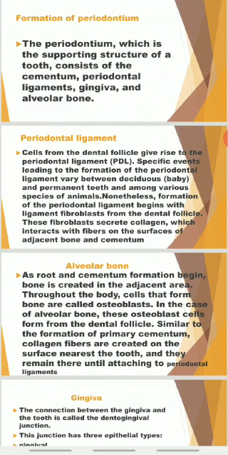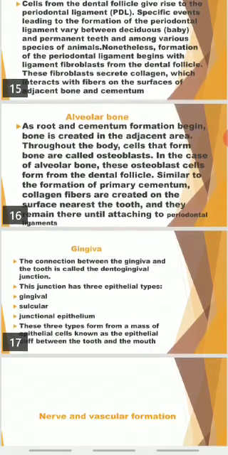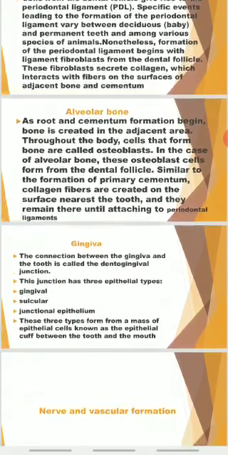Then after this we have gingiva. The connection between the gingiva and the tooth is known as the dentogingival junction. This junction has three epithelial types: gingival, sulcular, and junctional epithelium. These three types form from a mass of epithelial cells known as the epithelial cuff between the tooth and the mouth.